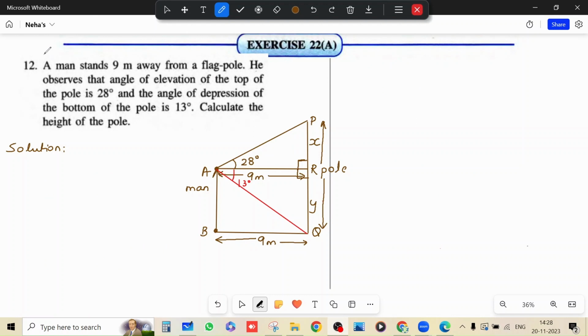Question number 12 is, a man stands 9 meters away from a flagpole. He observes that the angle of elevation of the top of the pole is 28 degrees and the angle of depression of the bottom of the pole is 13 degrees. Calculate the height of the pole.